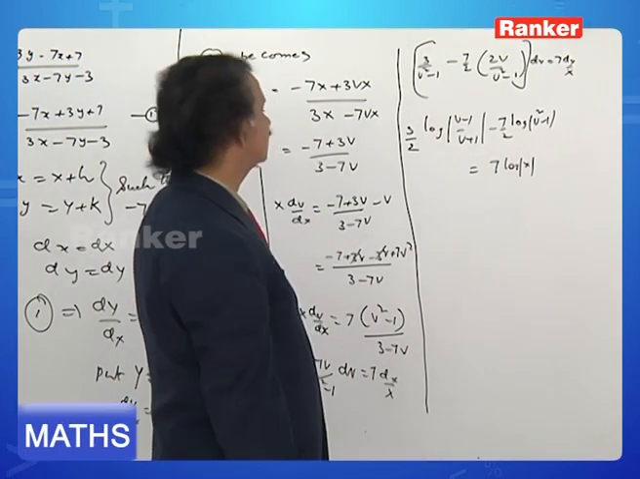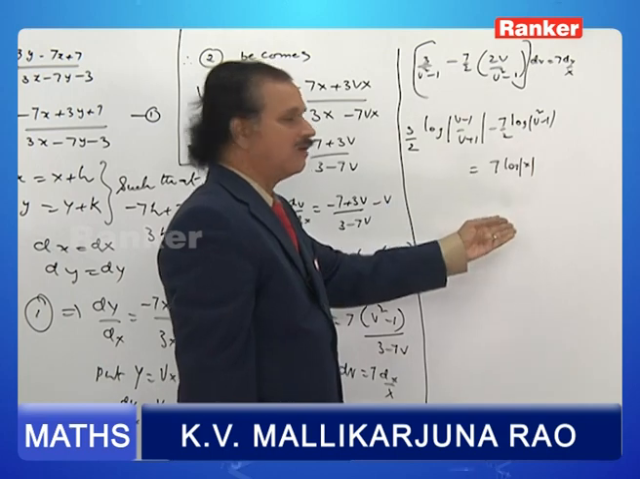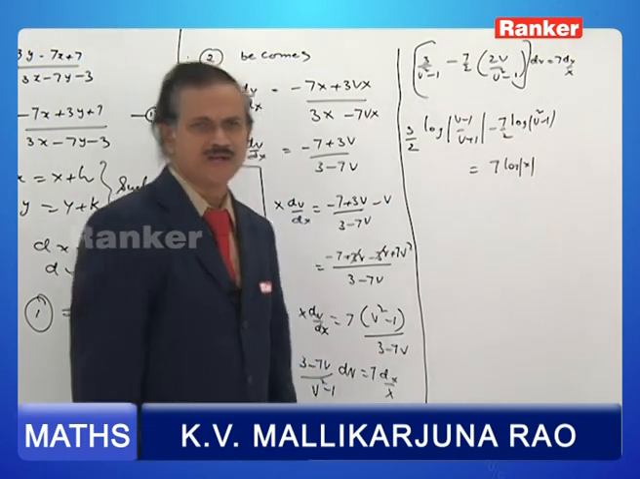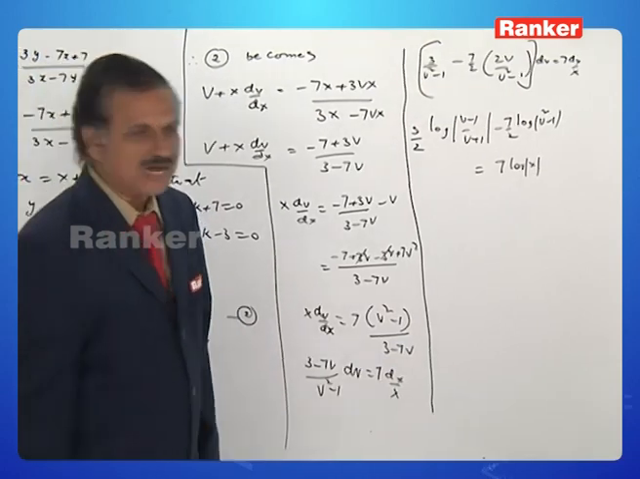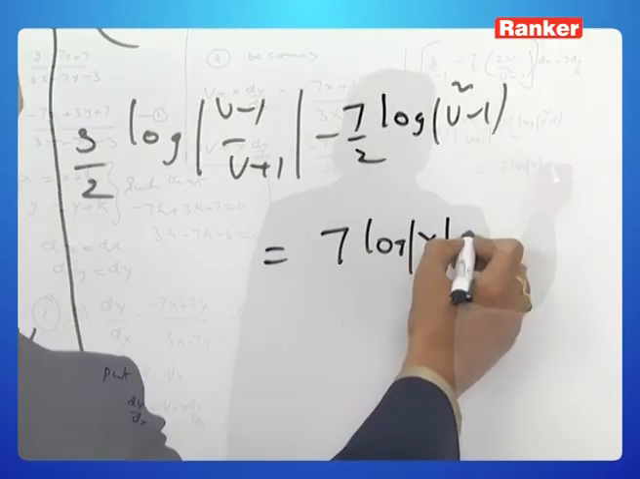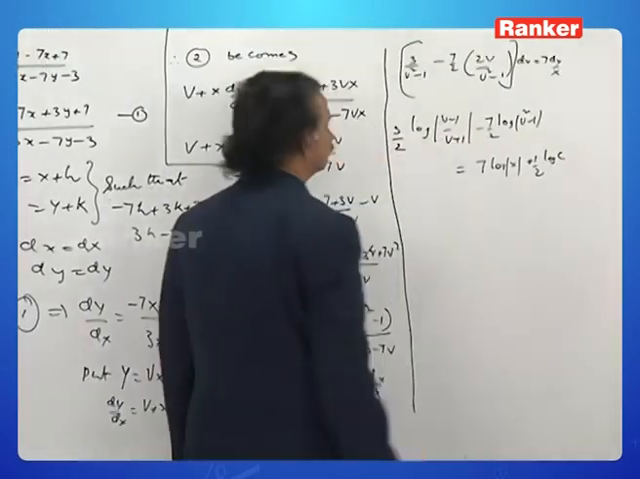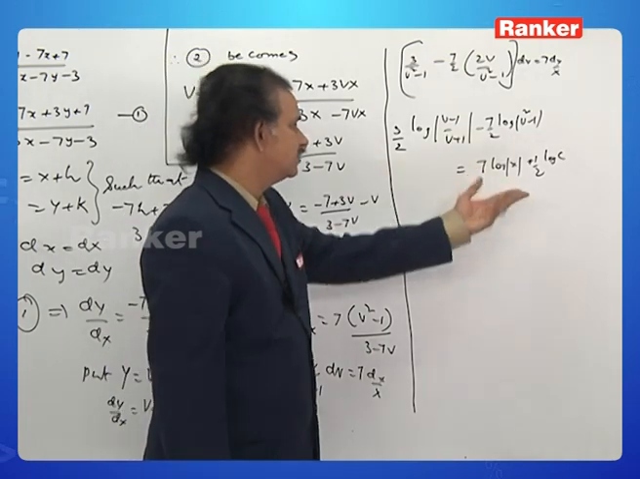Logarithmic function everywhere you are having logarithmic function. And therefore, in the place of the constant also, we shall introduce 1 by 2 log c. Let me write. Why should you have 1 by 2? Because 2 is there.